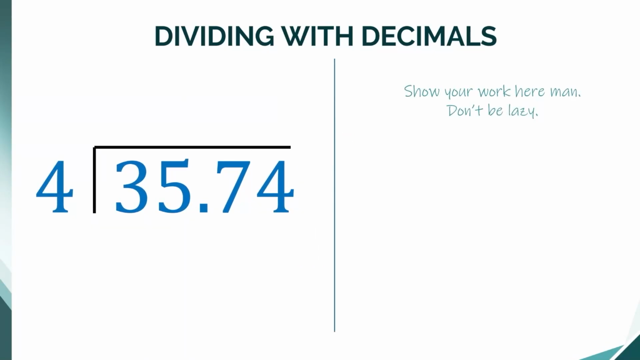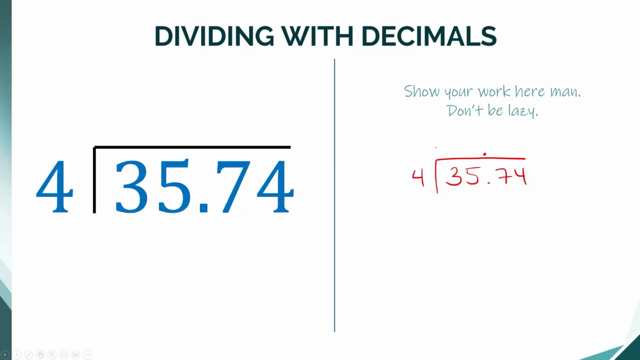Let's look at an example here. We're doing 35.74 divided by 4. My teacher on the right said, show your work here, man, don't be lazy. Okay, it's a little aggressive for a teacher, but I will follow your rules. So we're going to draw our house, and then we're going to put 35.74. And remember, the rule is we want to move the decimal point right on top in the exact same position. 4 is already an integer, so we don't have to worry about that.